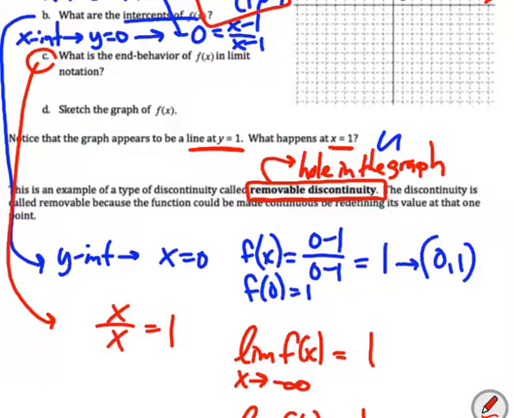So again, that discontinuity is called removable because the function could be made continuous if we just put that point back in. There would be no jump there in the domain. We call that removable, or we could take that one point away or remove it from the graph. It's a removable discontinuity.